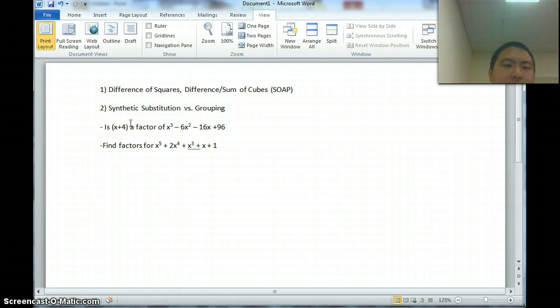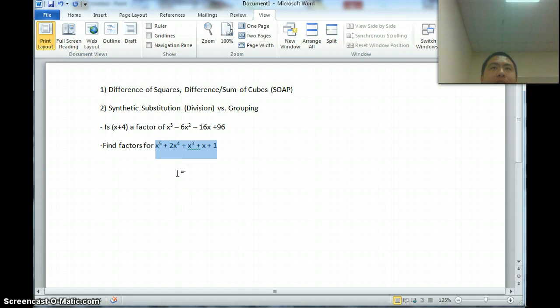Synthetic substitution versus grouping. This is something Margaret brought up in class: why do I have two different things? Well, in synthetic substitution, and I guess in this case it would be division, we want to check to see if the factor is really a factor, and they'll break it apart for us. Whereas what you could do is continually do synthetic division and check to see if things are factors, but that will take a long time because you don't necessarily know it's a factor, right? If I said find the factors for this, you don't really know what you want to divide by yet, right?